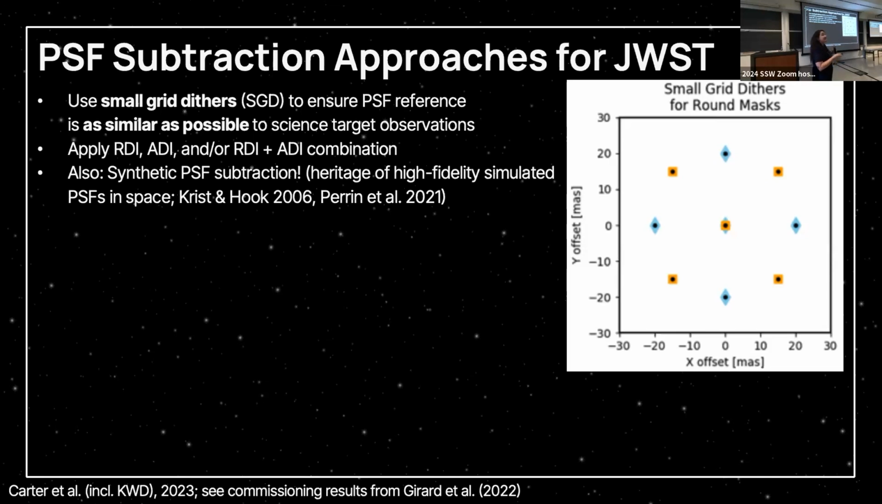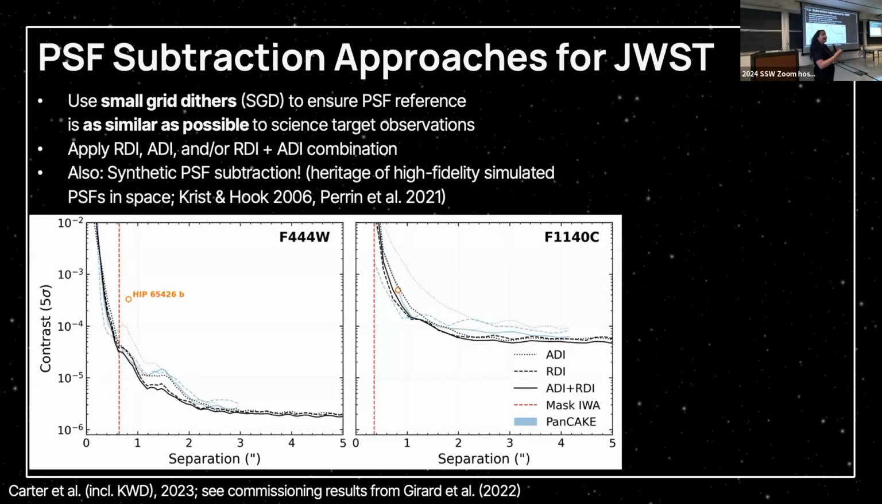Once we do that, then we can apply a suite of RDI, ADI, we can combine RDI and ADI, and we can determine what the achievable contrast looks like. So here are some 5 sigma contrast curves from the early release science program by Aarynn Carter. We can see the contrast as a function of separation here for NIRCam at 4 microns and for MIRI at 11 microns. You can just focus on the black curves here, which show the difference between ADI, RDI, or combining both techniques.